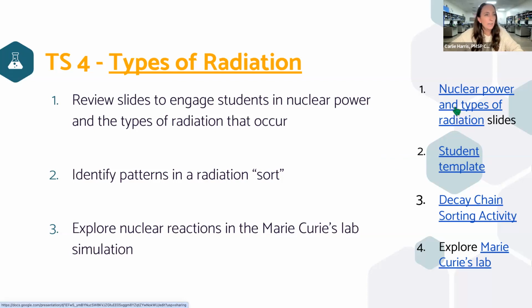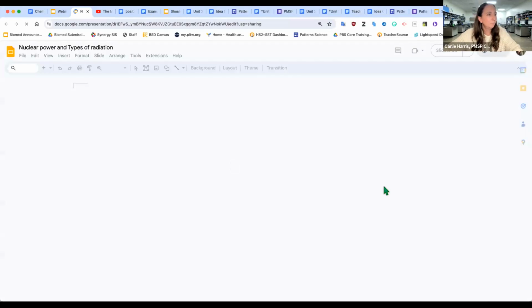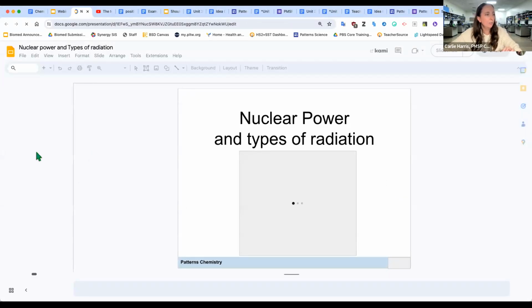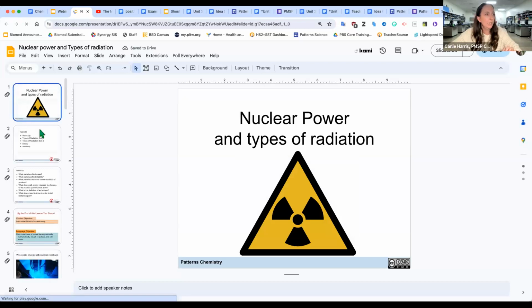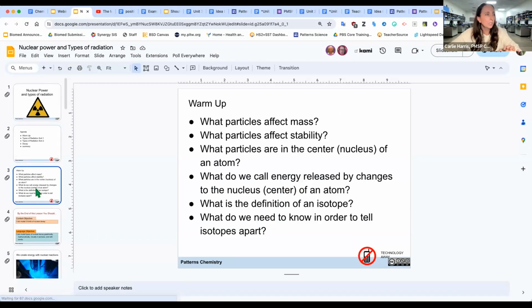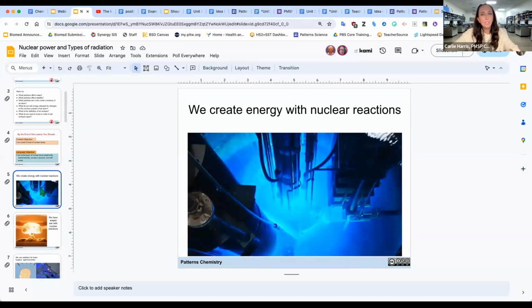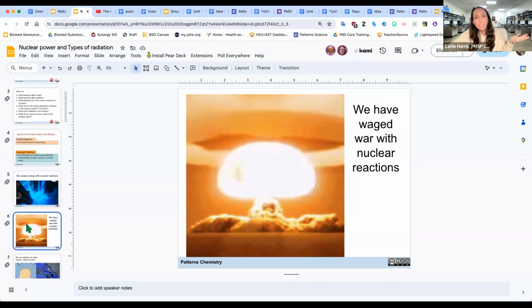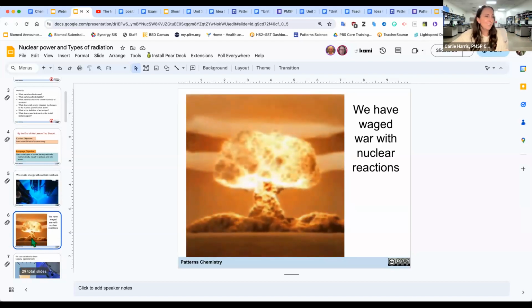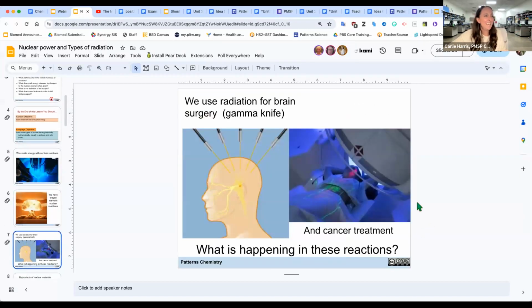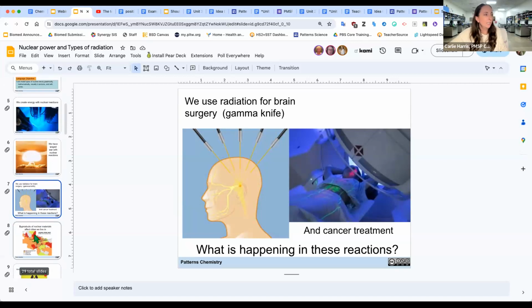So the first resource that I want to show you is the nuclear power and types of radiation slideshow. Again, this is just to get our students engaged in the work. We've got a little warm up here, but then we start sharing with them how we create energy with nuclear reactions. We've engaged in wars with nuclear reactions. And then of course here, this is what we kind of have already talked about a little bit, but maybe some of them might know a little bit about some cancer treatments, right? How we use radiation to treat cancer and get rid of tumors.